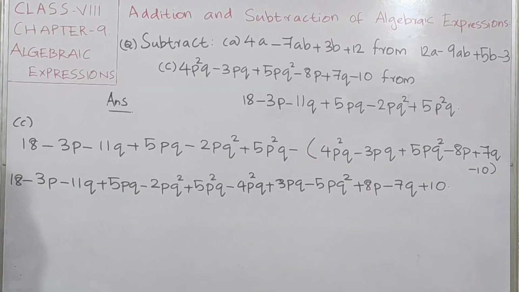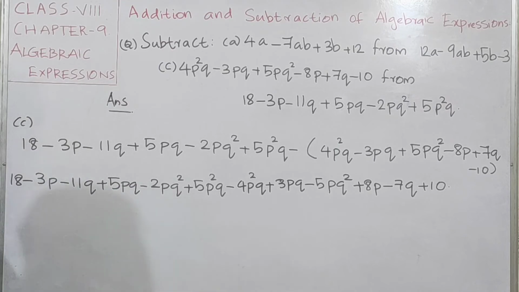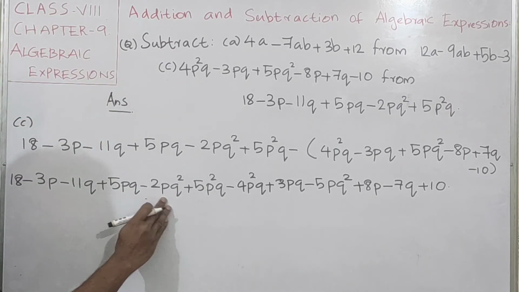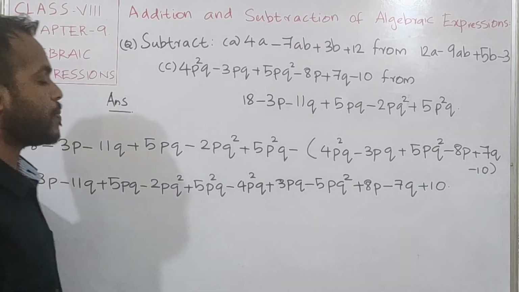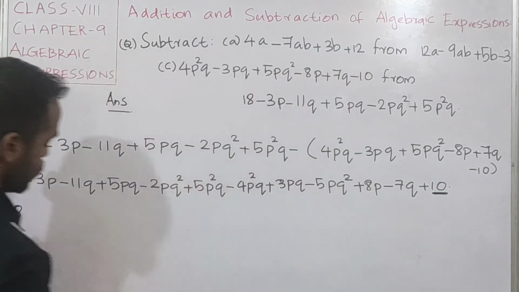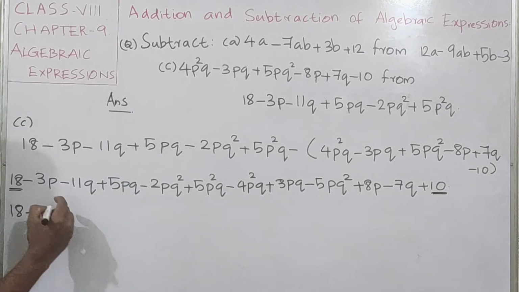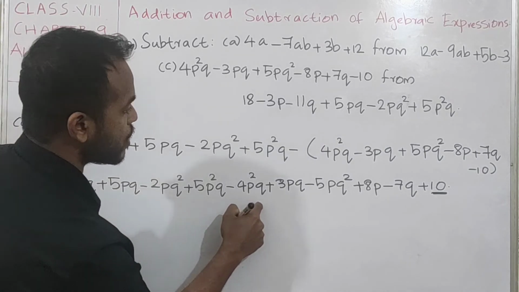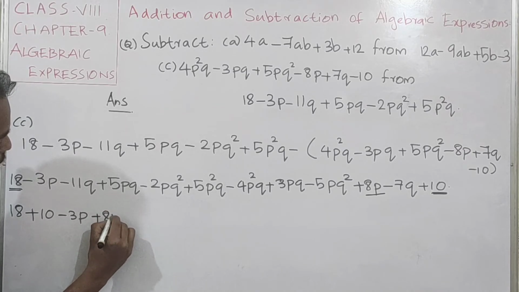First we will look for the terms with pq square. So I am going to write, or we will go using the constant part first. Who is there? So who is that? 18. Who is the other constant term present here? It is plus 10. So I am going to write 18 plus 10. So that's over. Now minus 3p. Then is there any term containing p? You should search everywhere. Here we go. Plus 8p. So plus 8p.